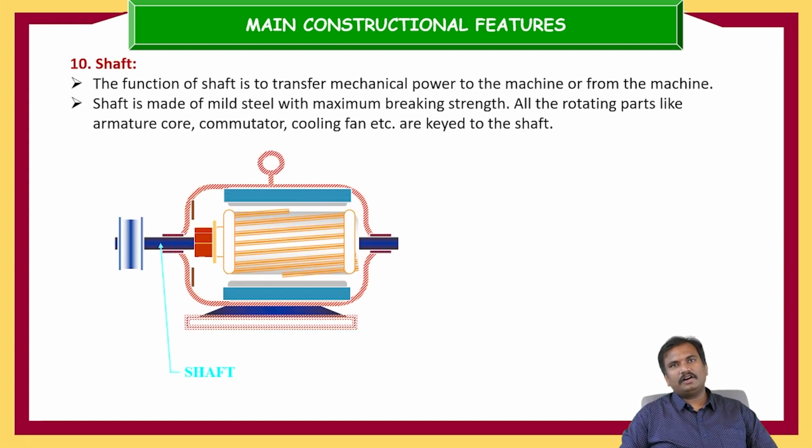And the next one is the shaft. This is the shaft which transfers mechanical power to the machine if it is a generator, and from the machine if it is a motor. It is made with mild steel with maximum breaking strength, and all the rotating parts like the armature core, commutator, cooling fan, etc. are keyed to the shaft. The complete rotor is placed on the shaft itself.